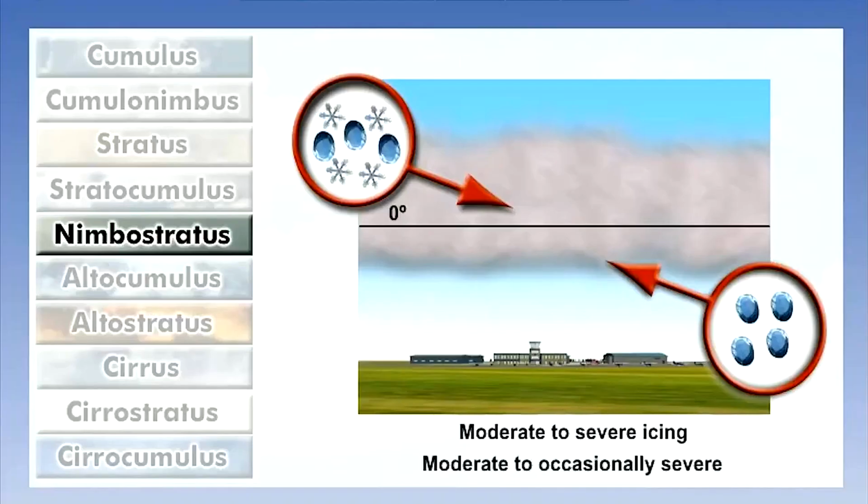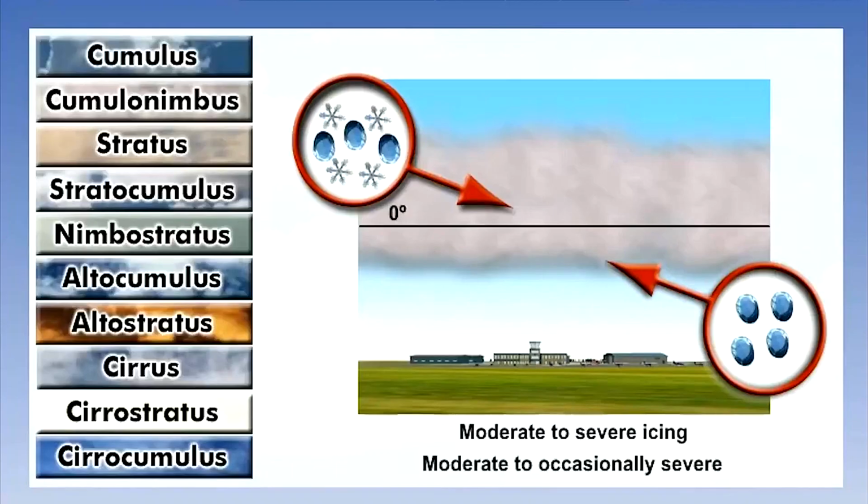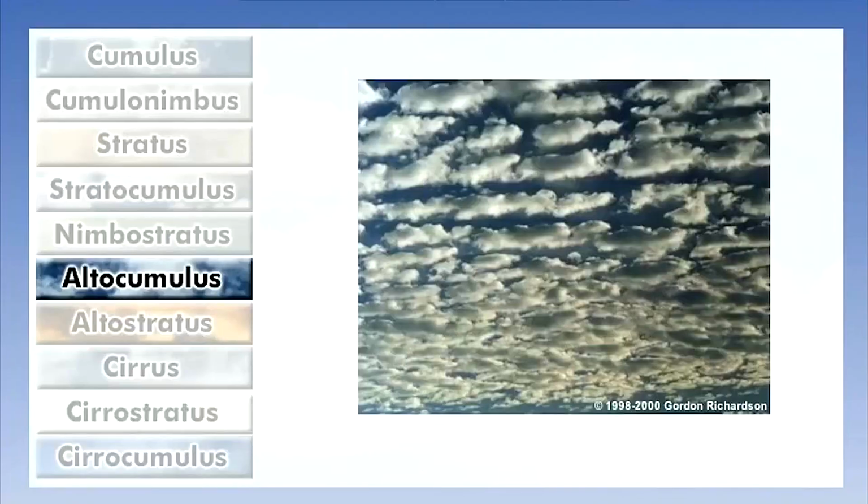Visibility in this type of cloud is poor, 10 to 20 meters, with prolonged heavy rain or snow frequently falling to ground level. Altocumulus is an interesting cloud in that it can take three main forms.